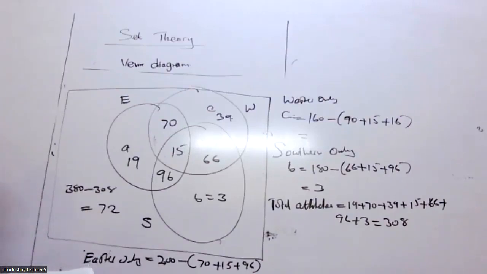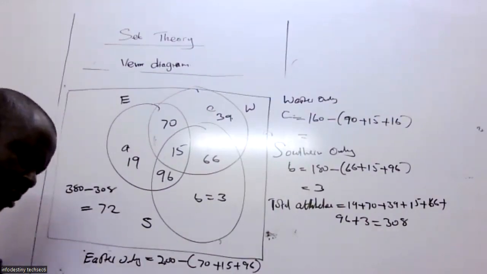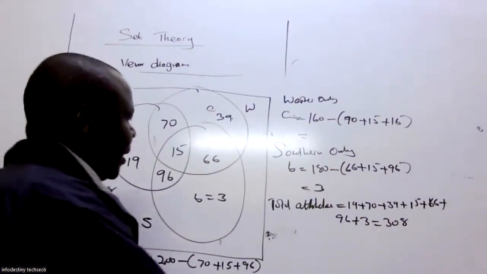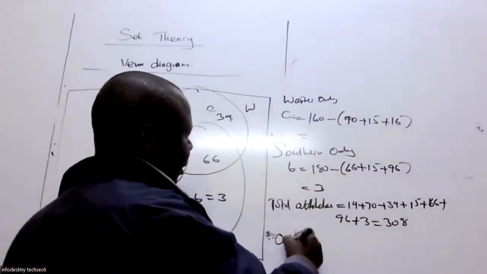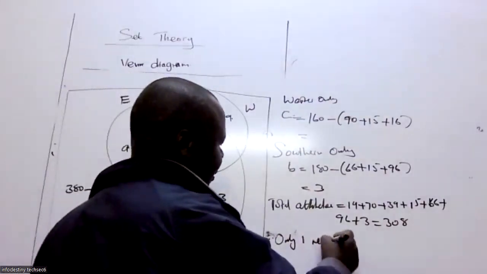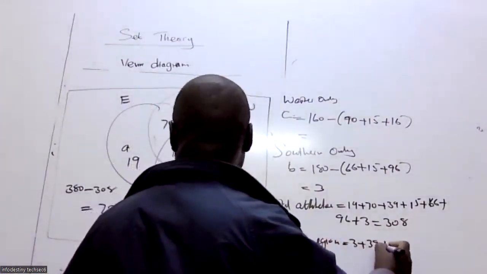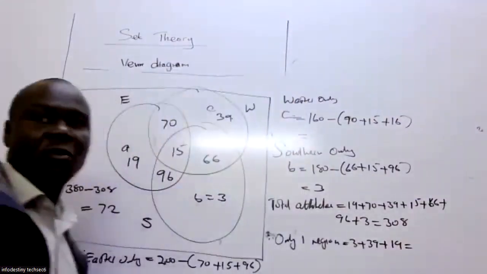Let's go to the second part. The number of athletes who are not representing any of the three regions, that's going to be 72. We are together. Number two, the number of athletes that represent only one region will be equal to 3 plus 39 plus 19. That's only one region.